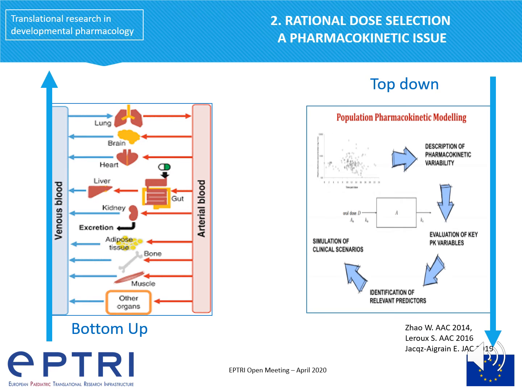Second, there is also a need for rational dose selection closely linked to growth and maturation. 2 different approaches to dose selection exist, namely the top-down approach based on population pharmacokinetic models and a bottom-up approach based on physiologically based pharmacokinetic models.